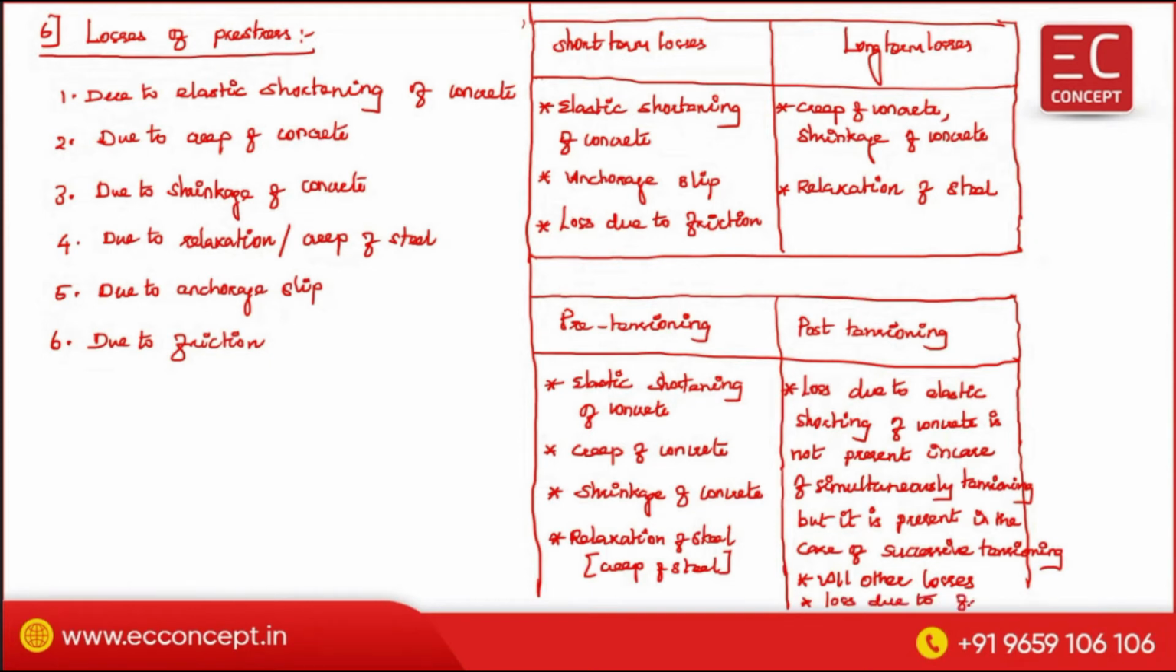This is the question they will ask you. In a post-tensioning member, loss due to friction is there, but in a pre-tensioning member, there is no loss due to friction. Okay, so these are some of the important points that you have to keep in your mind. Now we are going to see one by one what the losses are.